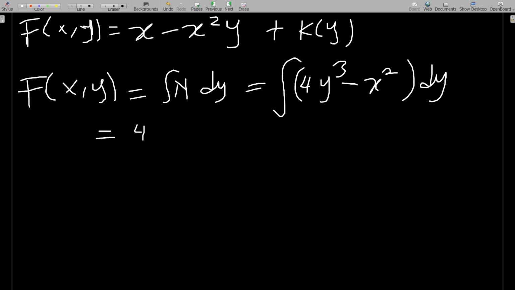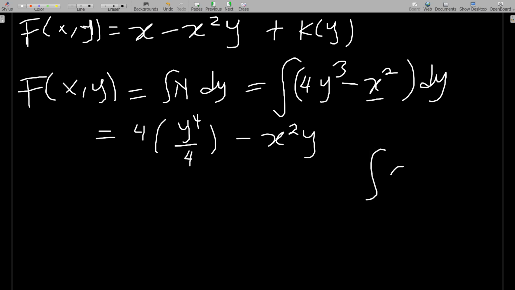So I have 4, then when I integrate y cubed, I have y to the power 4 over 4, and minus x squared y, because this x is a constant in terms of y. We are considering it as a function of only y, so if I integrate x squared with respect to y, the x squared is now a constant, so I just multiply y to it. I hope you know how to integrate a constant. When you have a constant, let's say c, and you integrate c with respect to x, you have cx. So here the x squared in terms of dy is a constant, so when you integrate x squared with respect to y, you get x squared y. I'm explaining things here, and I hope you get them.